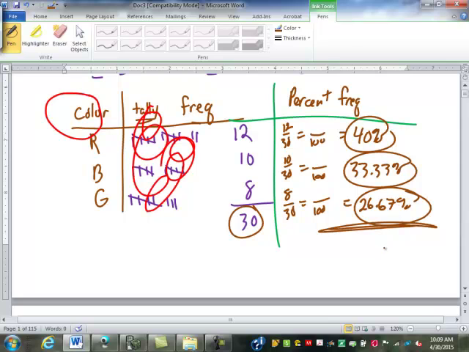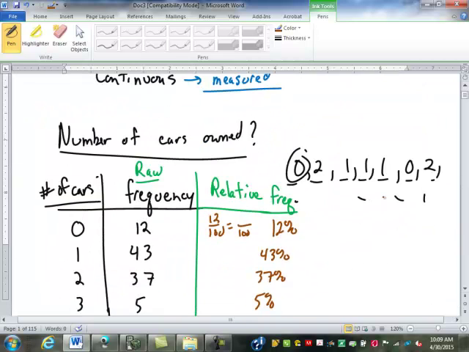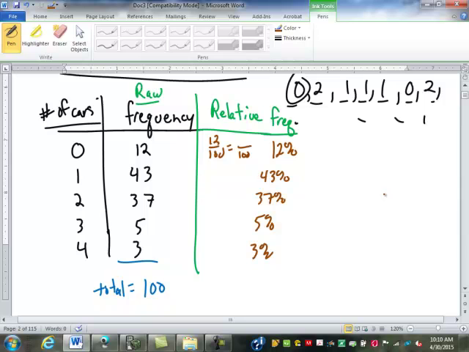These percents, of course, should add up to 100, but because of round off, you might get 99.9 or 100.1 or something like that. It has to be very close to 100. If you're getting like 103%, something's probably off a little bit. So that is discrete numerical data.